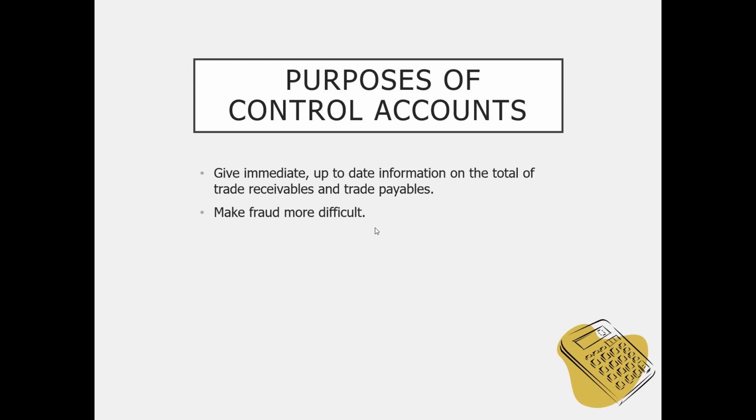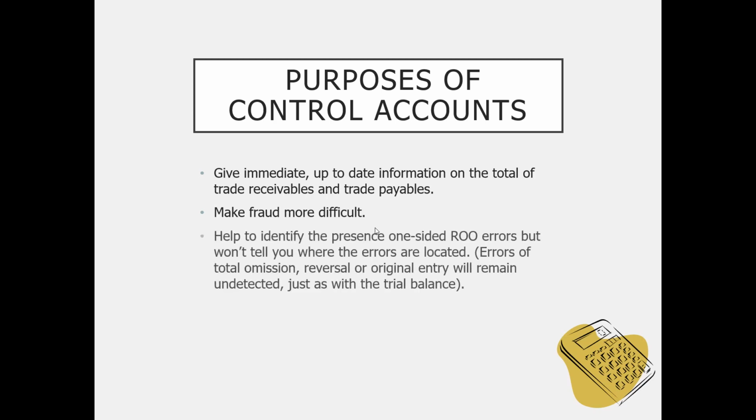If somebody has falsely updated a customer's balance with some cash that they paid, and the cash has been stolen, there's going to be no record of that in the cash book. So we should find that there's a difference between the balances. So fraud and theft should be made more difficult.